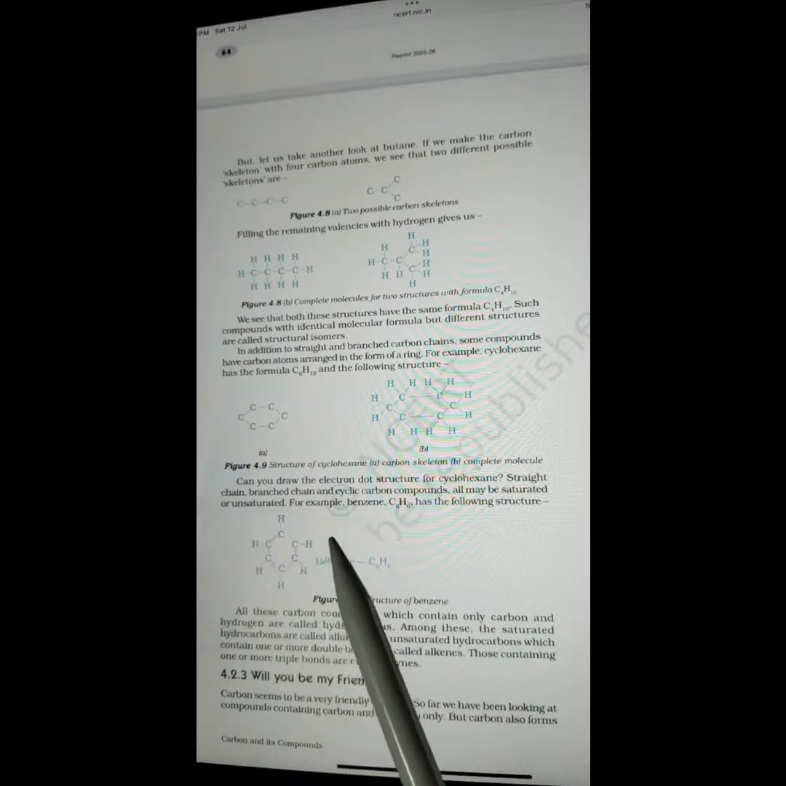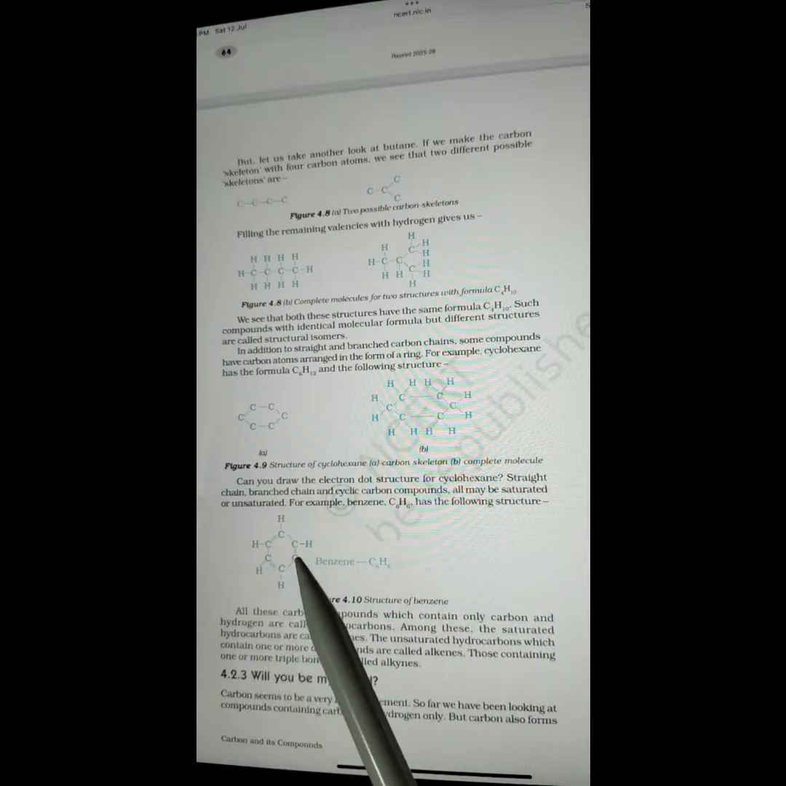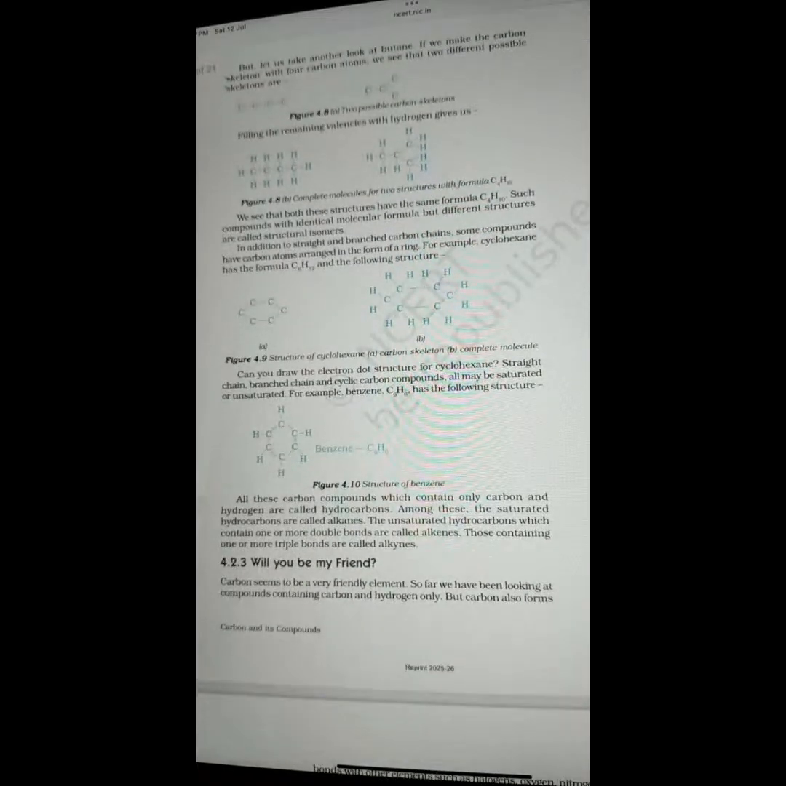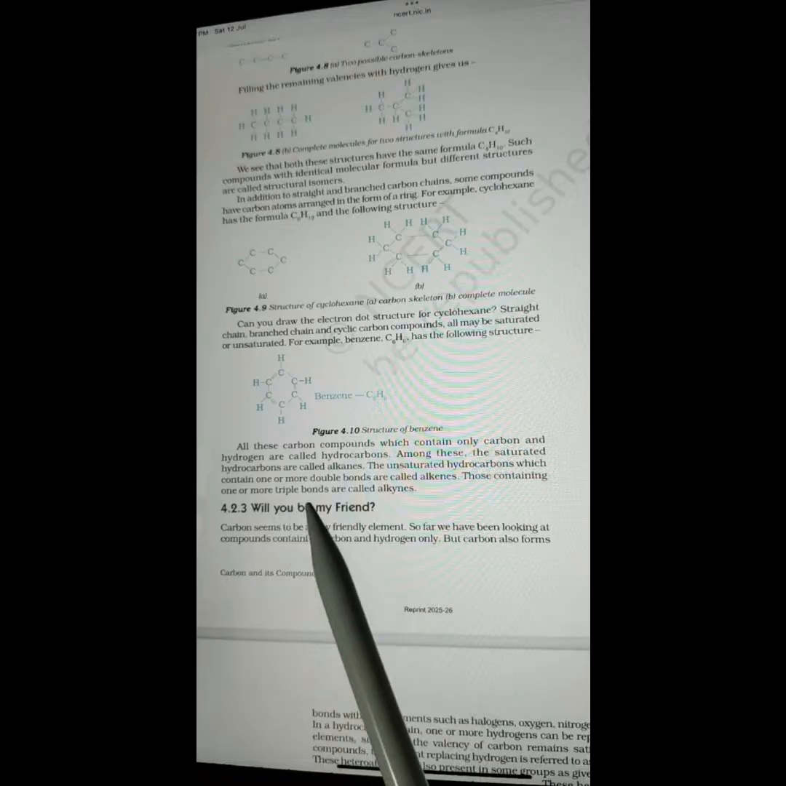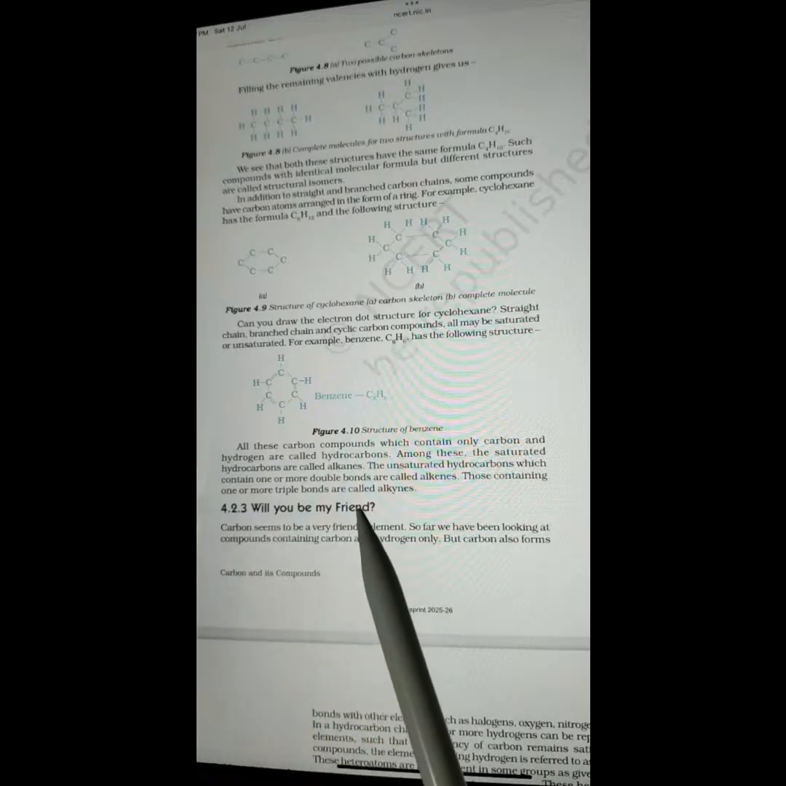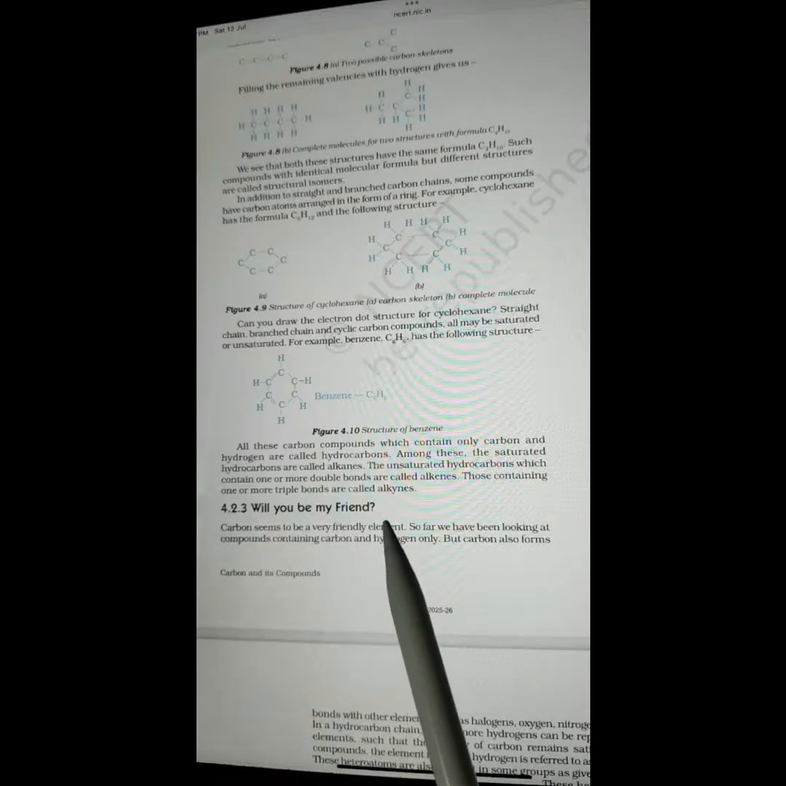Straight chain, branched chain, and cyclic carbon compounds may all be saturated or unsaturated. For example, benzene, C6H6, has the following structure. So this is how benzene has been shown to you. It is an aromatic compound. All these compounds which contain only carbon and hydrogen are called hydrocarbons. Among these, the saturated hydrocarbons are known as alkanes. The unsaturated hydrocarbons which contain one or more double bonds are called alkenes. Those containing one or more triple bonds are called alkynes.